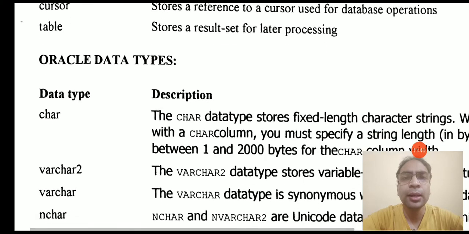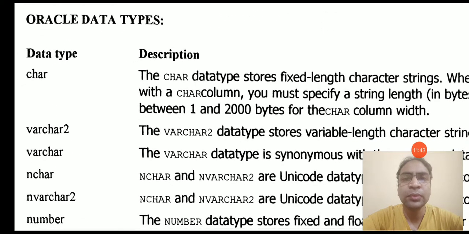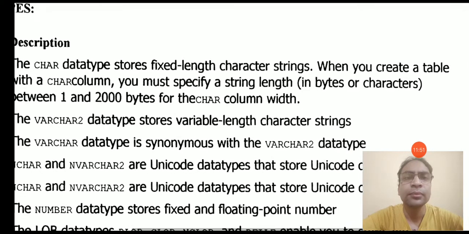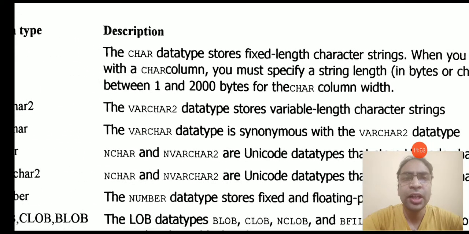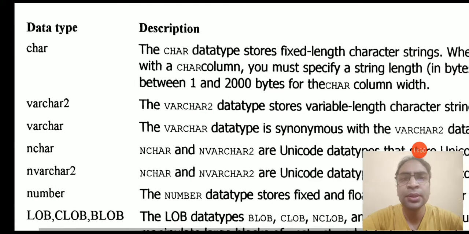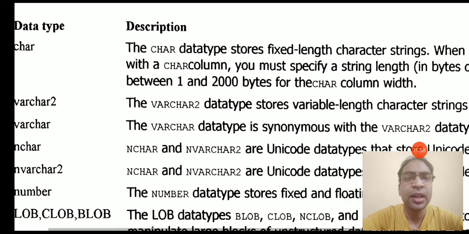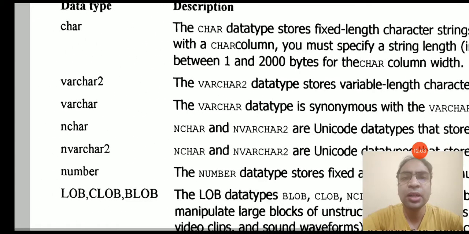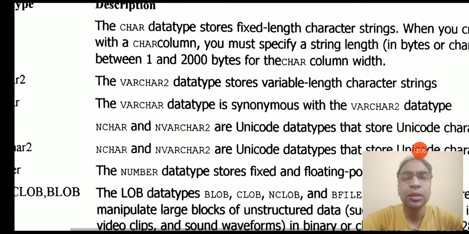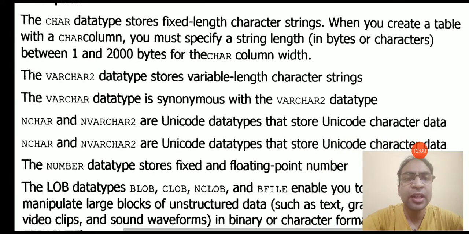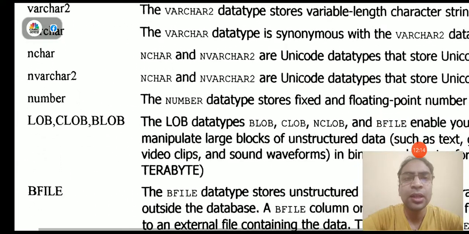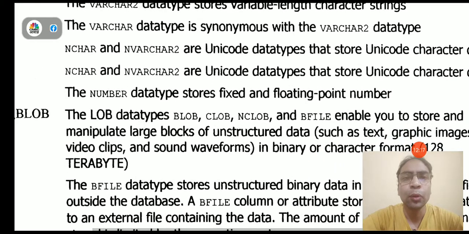Let's talk about the Oracle data types. Again, like MySQL and SQL Server, it has char and varchar data types. So we have the char data type with fixed length string, and between 1 and 2000 bytes is the column width for this. Varchar2 is a variable data type that stores variable length characters. Similarly, the nchar and nvarchar2 are Unicode data types that store Unicode character data. And we have the number data type to store the floating point numbers.